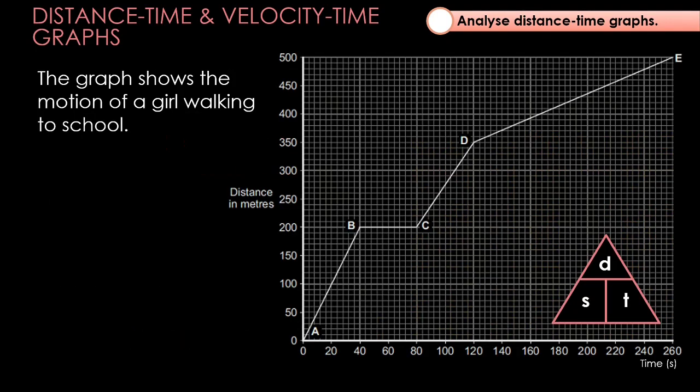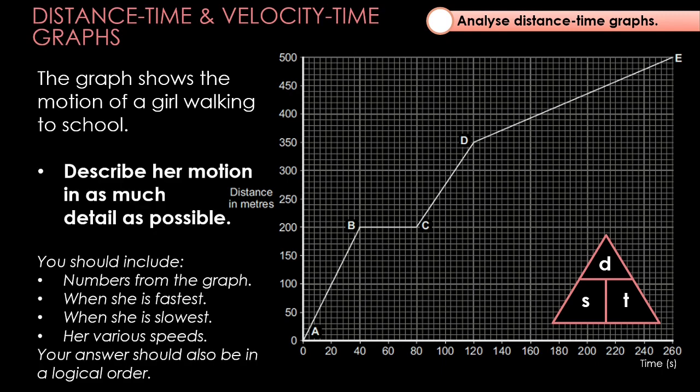This is the graph of a girl walking to school, showing the distance that she travels over the course of time. Pause the video and see if you can describe her motion and put in as much detail as you possibly can. The kind of things you should include should be numbers from the graph. Use the data that's available to you. Tell us when she was fastest. Tell us when she was slowest. Work out the various speeds that she had over the course of the journey.